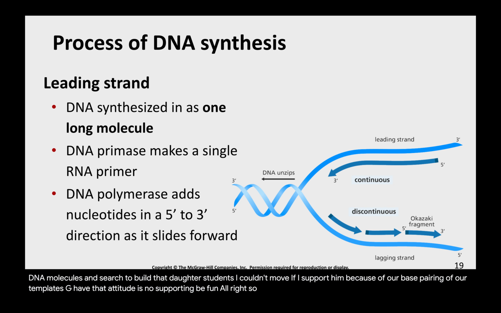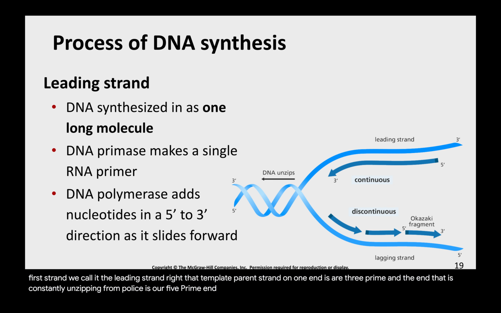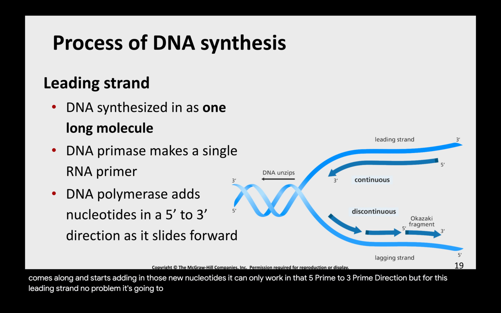All right, so we have two strands, because we have unwound a double helix. So this first strand, we call it the leading strand. That template parent strand, on one end is our 3', and the end that is constantly unzipping from helicase is our 5' end. And we know that strands are anti-parallel, so when DNA polymerase comes along and starts adding in those new nucleotides, it can only work in that 5' to 3' direction, but for this leading strand, no problem. It's going to find our RNA primer.